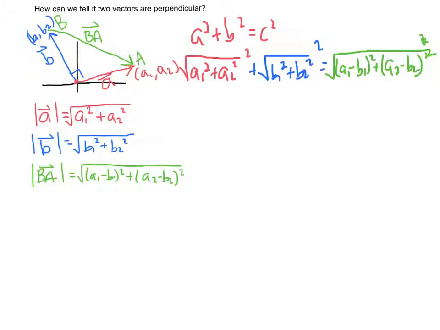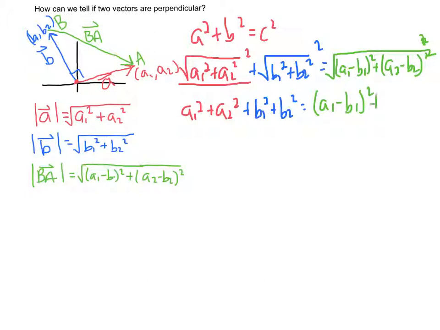Let's evaluate this a little bit. If we square the square root on the red stuff, we end up with A1 squared plus A2 squared. The square roots get canceled out by the squaring. Plus, we square the square root on the blue stuff, so we get B1 squared plus B2 squared, equals, and on the green stuff, we get A1 minus B1 squared plus A2 minus B2 squared.